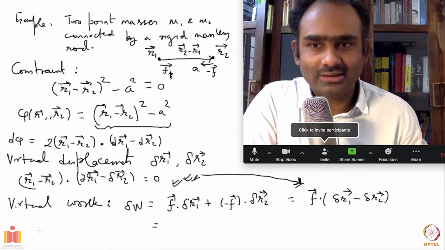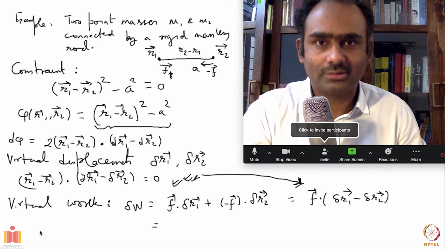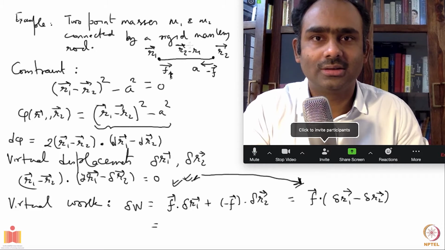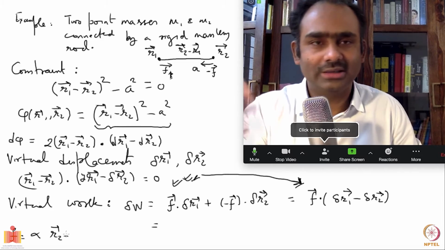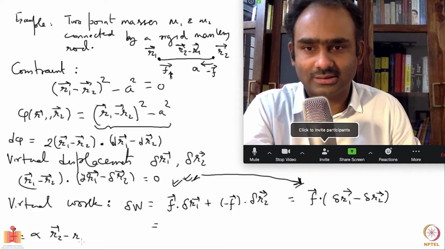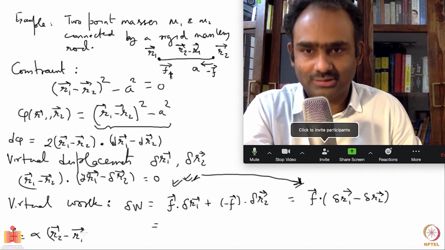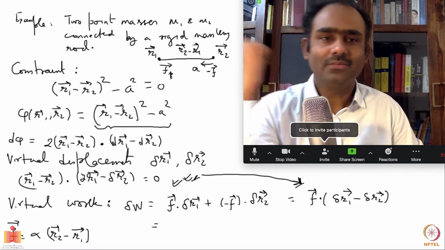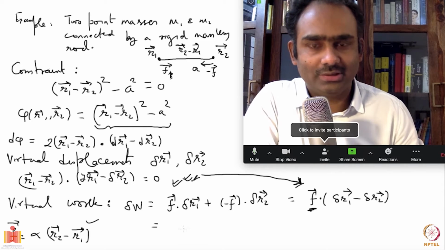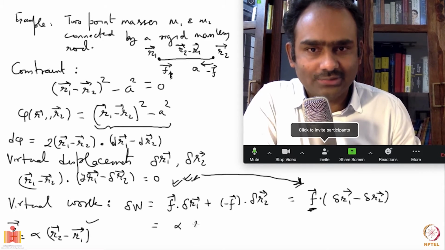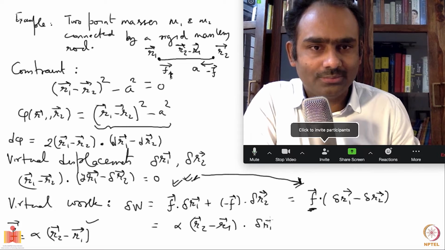So our force F, okay, that was fine here. If you look at the force F, that is something proportional to R2 minus R1. The proportionality will depend on the strength of the force, but the direction is given by this vector which I'm writing here right now. Now I substitute this fact in here, and I get alpha times R2 minus R1 dot delta R1 minus delta R2.